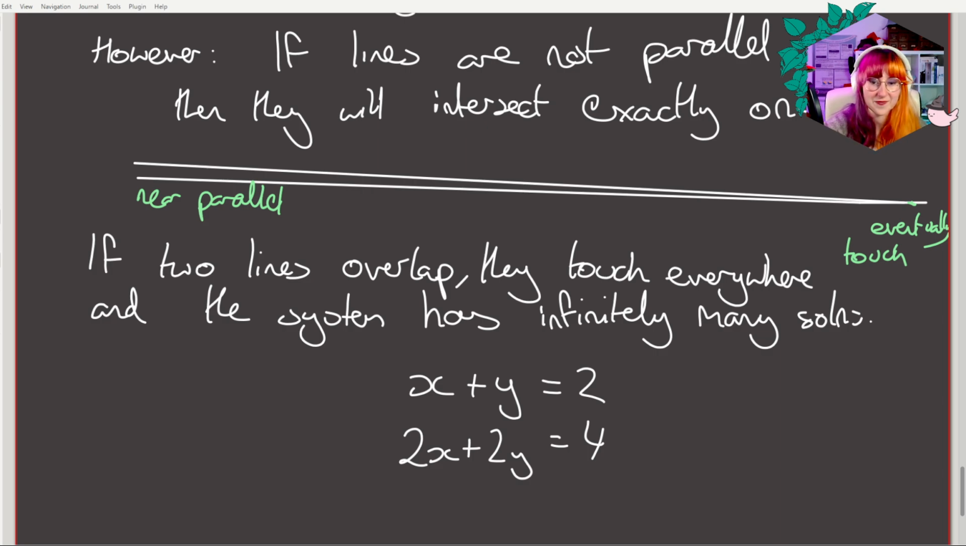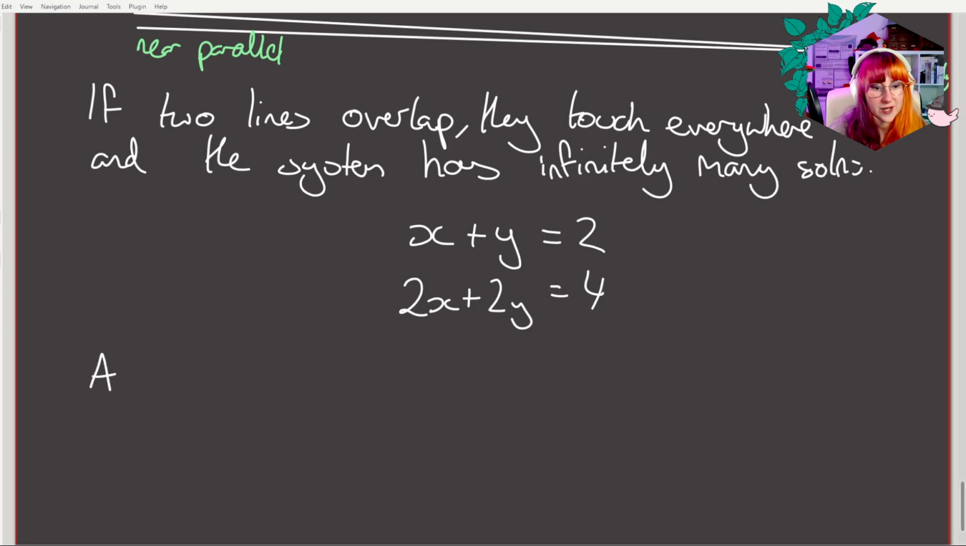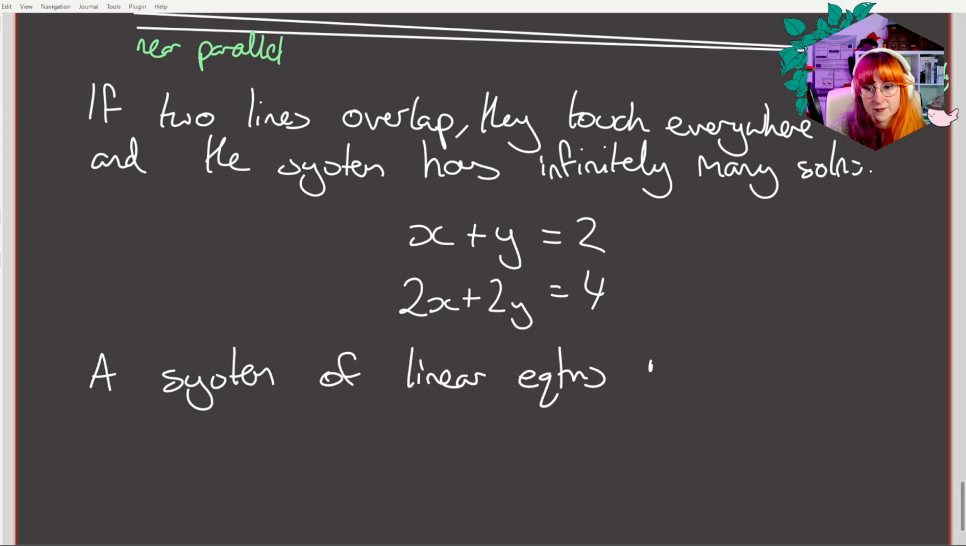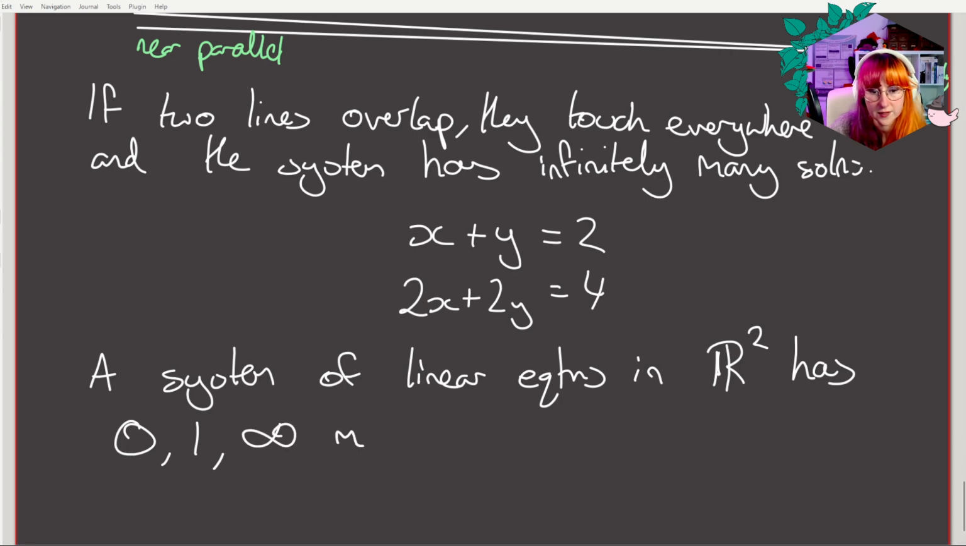What about the third option? Yeah, so a system of equations in 2D has 0, 1, or infinitely many solutions. Okay, if we get 2, we done messed up. Basically, that's what's happening.